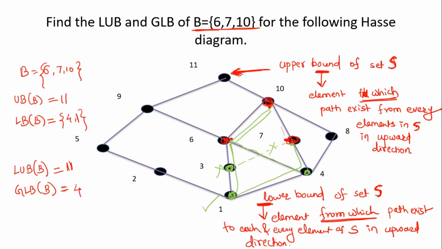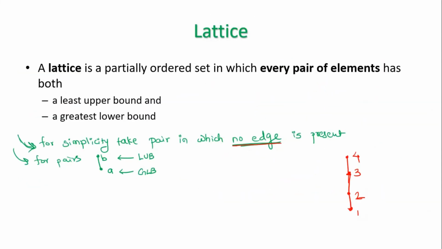From all of these I should have a common element which is the greatest among all of these lower bounds, and that will be your greatest lower bound. So the one which is very close to 6, 7 and 10 from 1 and 4, and that is only one element, is 4. So this is my greatest lower bound for this diagram.